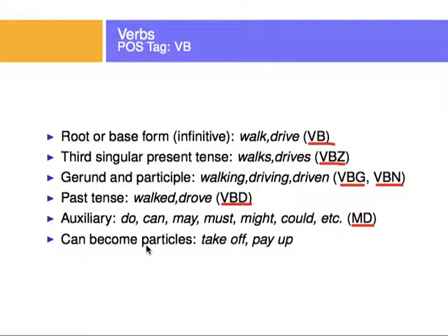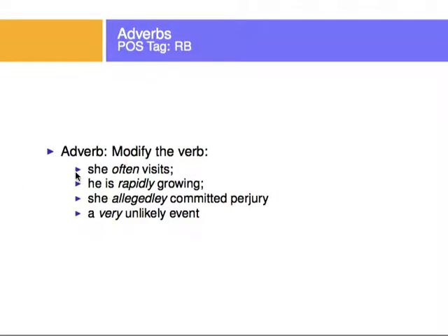And then particles. So these are verbs that are comprised of two words. So take off, pay up, show up, and so on, right? Those can also be tagged. Now, you had adverbs which modify the verb. So for example, the verb is visits, but then there's often, right? That modifies the verb. Here's a word ending in ly, right? But it's also an adverb because it modifies growing, as in rapidly growing. All the adverbs we're going to tag with RB.